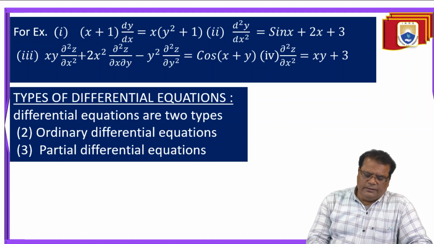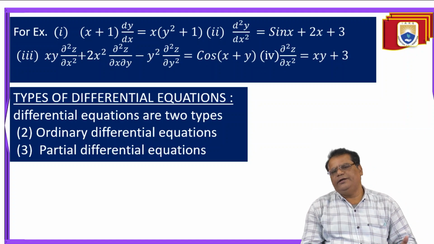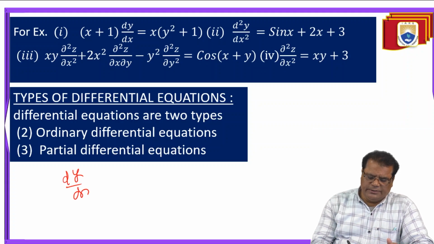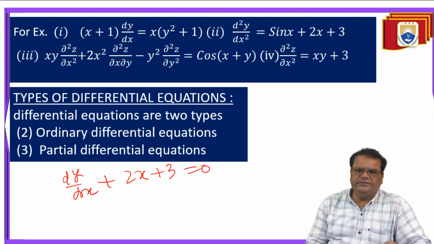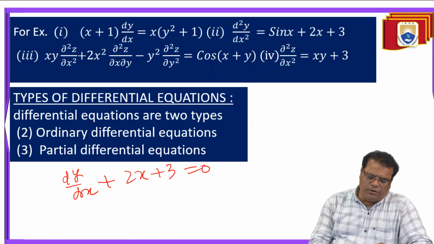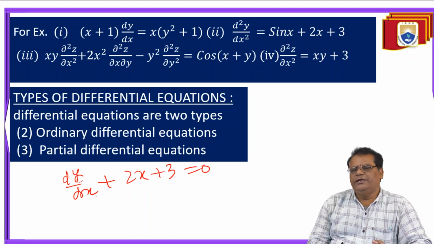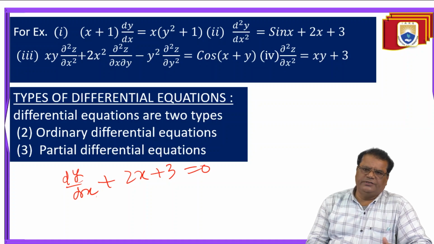Basically there are two types of differential equation: ordinary differential equations and partial differential equations. So what is an ordinary differential equation? Here I am writing some examples. dy/dx + 2x + 3 equal to 0. This is a differential equation. In this differential equation, there is only one dependent variable and one independent variable. So in a relation, if there is only one dependent variable and one independent variable, that equation is known as an ordinary differential equation.